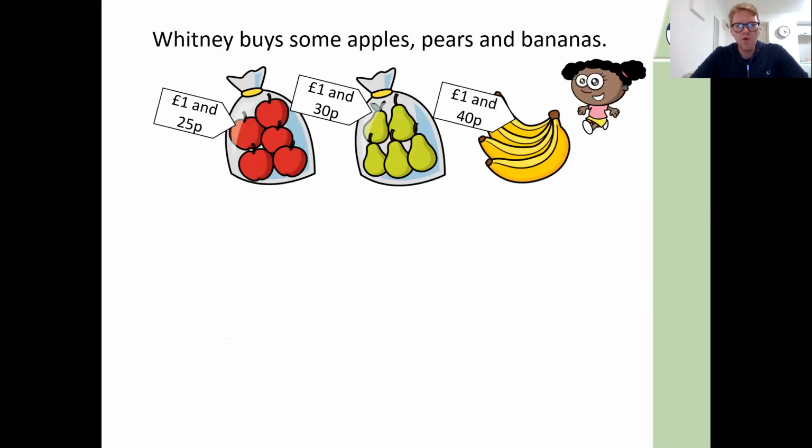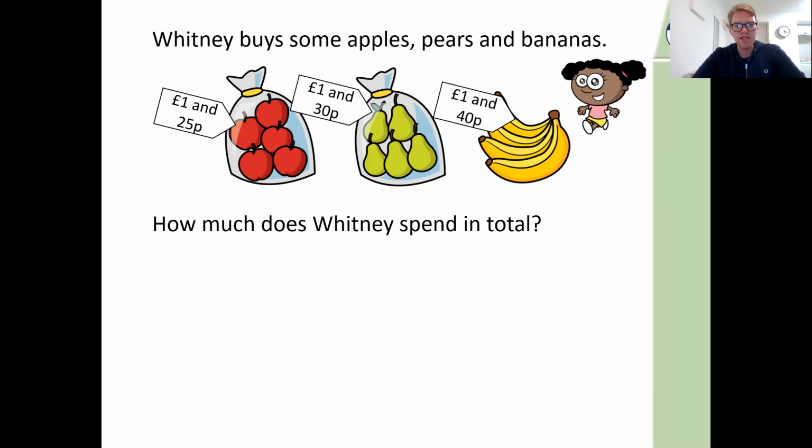Oh, Whitney's back today. Whitney buys some apples, pears and bananas. The bag of apples, £1.25. The pears, £1.30. And the bananas, £1.40. How much does Whitney spend in total? So I'd like you to use that same idea again then. Can you please add up the pounds together and the pence together? And I said, really, we're looking, if at all possible, to be doing this with a mental strategy. So we want to group together all those pounds and add those up together, group together all those pence and add those up together as well.